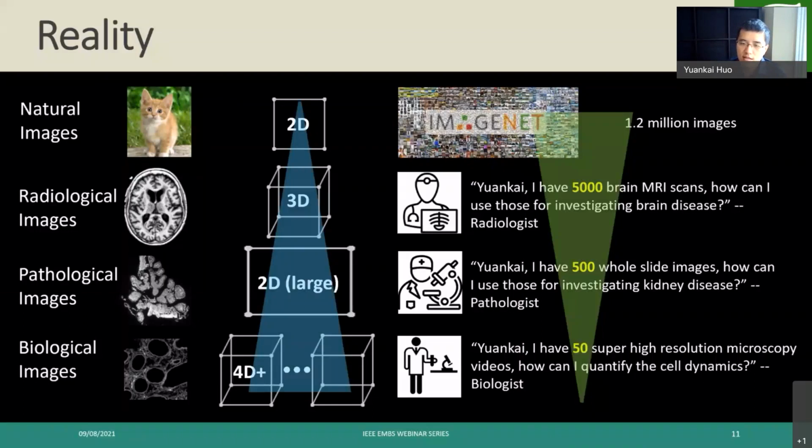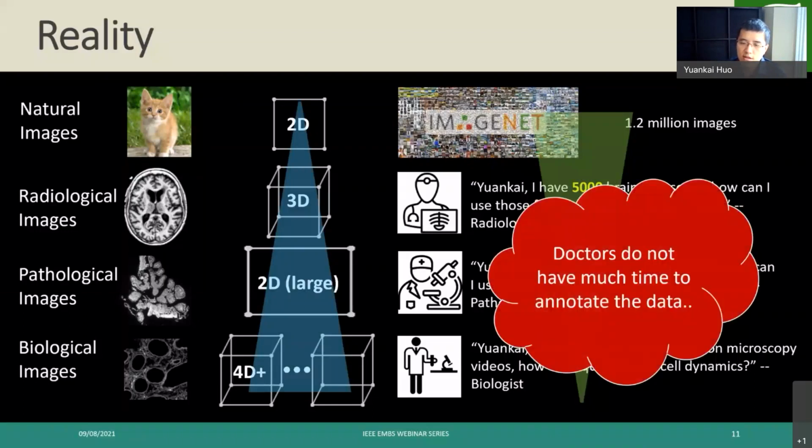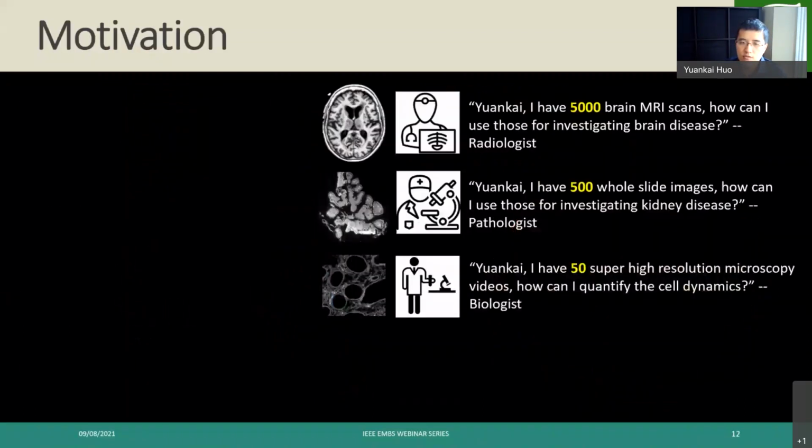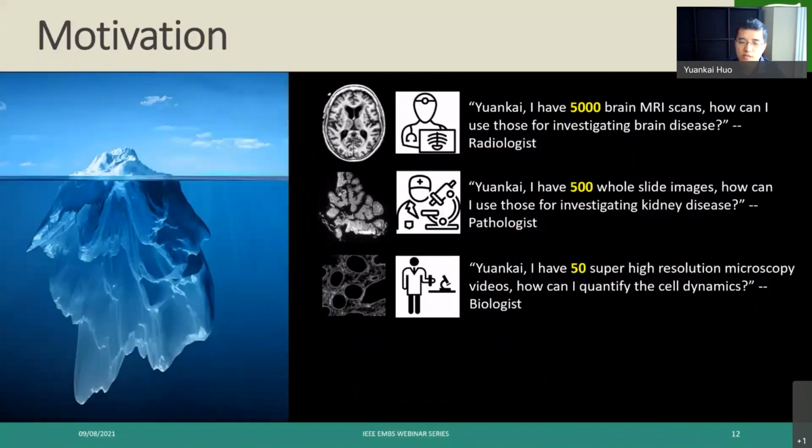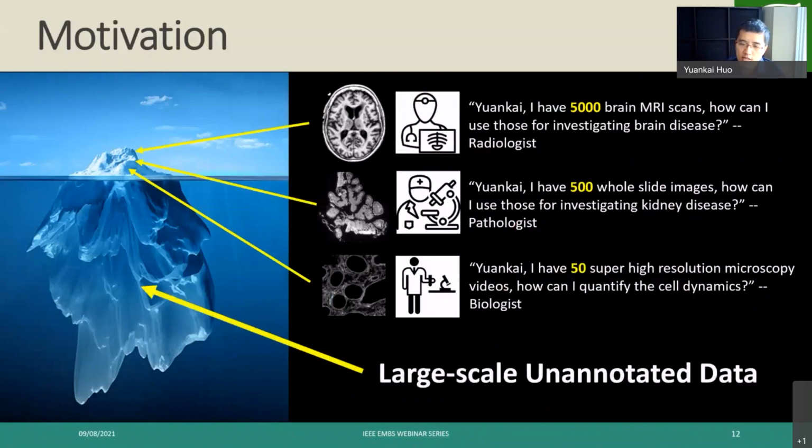Okay, so another challenge is that the doctors and the biologists don't have a lot of time to annotate the data. So this motivates our research: even if we have a very small amount of limited data, for example at Vanderbilt University Medical Center, eventually we can get large scale unannotated data, either from our hospital, from publicly available data sets, or from our collaborators in another institute. So the outline of my research is to fully use the smaller scale annotated data together with large scale unannotated data.